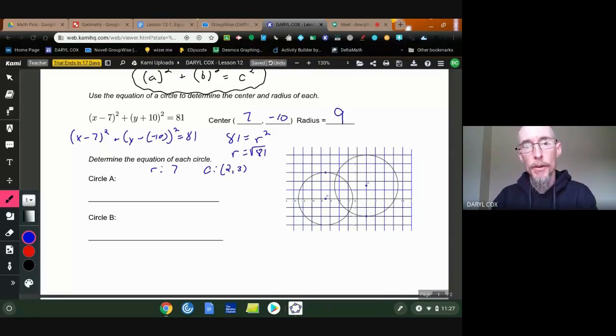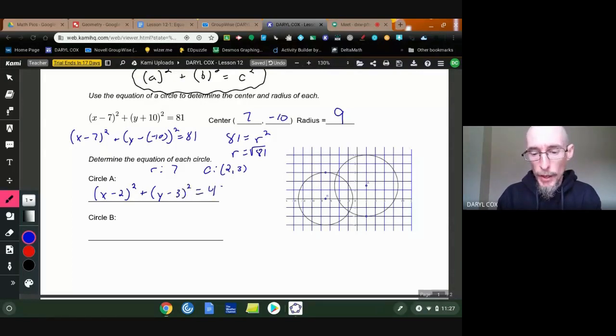Taking those points, now write the equation for your circle. You should have x minus 2 squared, don't forget the squared, plus y minus 3 squared equals 49. Don't leave that as 7 squared. You know what 7 squared is, so go ahead and calculate it. Very simple. Try circle B. Write the equation for circle B.